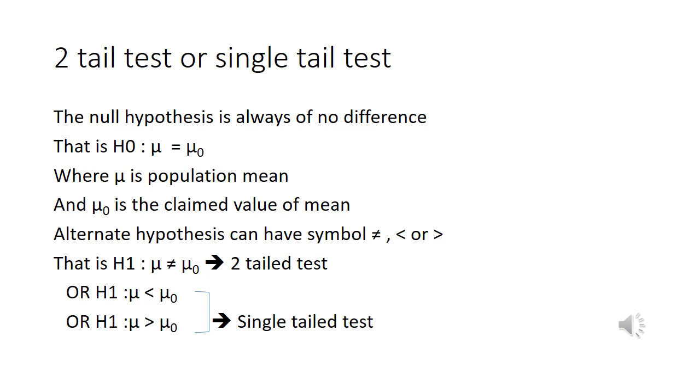So, the null hypothesis is always of no difference. It means that whatever is the claim, null hypothesis normally supports the claim. Suppose a person has claimed that the mean life of the bulb is 6 months and we want to test this claim by taking a sample of bulbs. So our null hypothesis will be that the population mean is equal to 6 months.